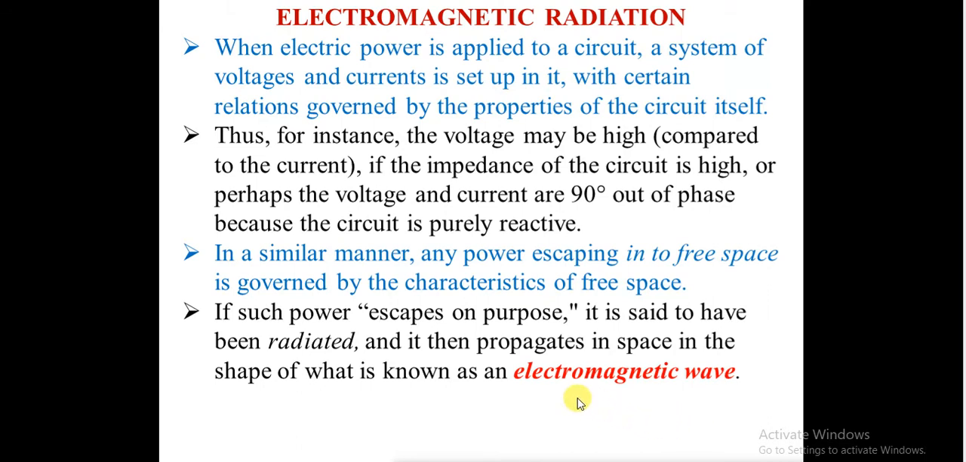Why is it called an electromagnetic wave? Because whenever electric current is applied to a conductor, a magnetic field is set up. Also, an electric field is set up around it. Hence, here the conductor is the atmosphere, or we can say space, and the information signal, or the power which contains the information, is our current.